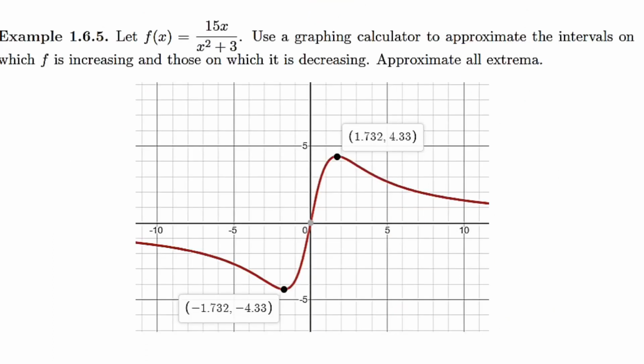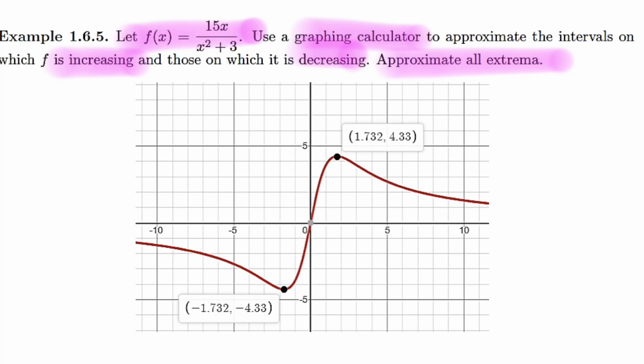So this example says, given the function f of x is this rational function, use a graphing calculator to approximate the intervals on which f is increasing and decreasing, and then locate all extrema, approximate all extrema. So extrema is the word that means local or absolute minima or maxima. So we're going to do all those things looking at this graph.